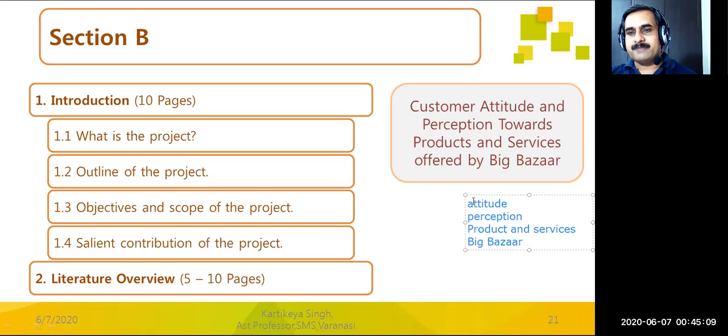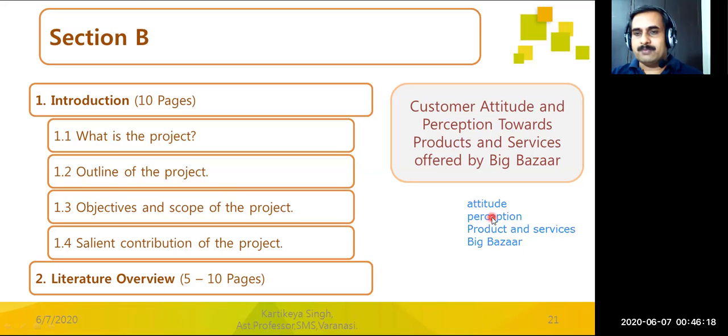Why are we expected to justify all these things in what is the project? Because we have to deal with them as a subject matter. What we understand with the term attitude, what is our understanding of perception, and what all product and services Big Bazaar usually offers, we are going to cover through this. So we have to segregate the entire project title into 4 parts: what is attitude, what is perception, what are the product and services being sold by Big Bazaar. We are going to segregate into 4 major parts, and cover them in the what is the project. So these are interrelated to each other.